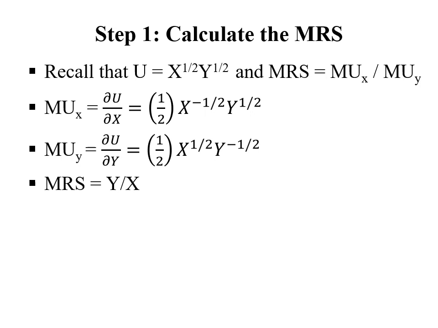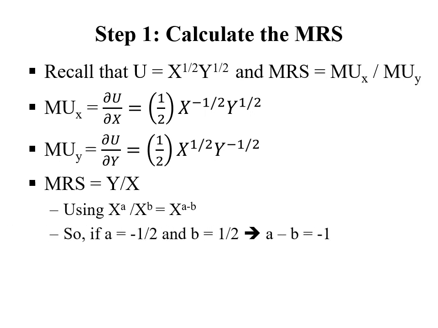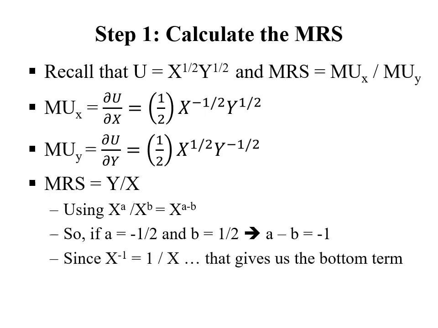The 1/2s cancel. And then if we look at the x term, we can use this rule here that x to the a divided by x to the b is equal to x to the a minus b. So in this particular case, a, the exponent of the top term, is equal to negative 1/2, and b, the exponent of the bottom x, is equal to 1/2. So negative 1/2 minus 1/2 gives us negative 1 as the exponent of x, and we know that x to the negative 1 is the same as 1 over x, so that's how we get the x on the bottom.